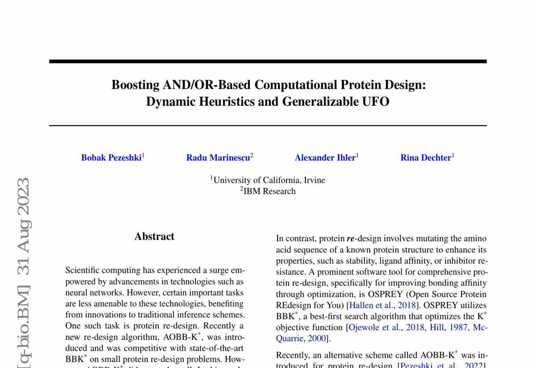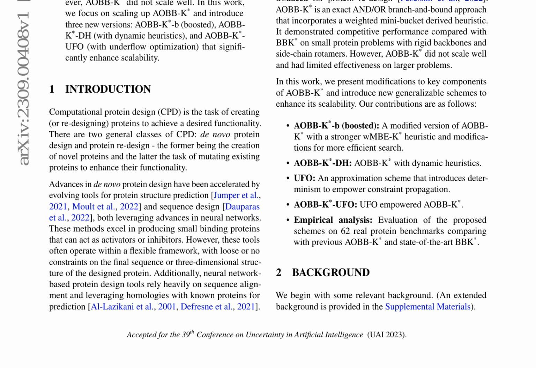AOBB-K* is an exact AND/OR branch and bound approach that showed competitive performance with BBK* on small protein problems but lacked scalability. The authors introduced three new versions: AOBB-K*-b, boosted, AOBB-K*-DH, with dynamic heuristics, and AOBB-K*-UFO, with underflow optimization, to address this limitation. These modifications aim to improve the efficiency of the search process.